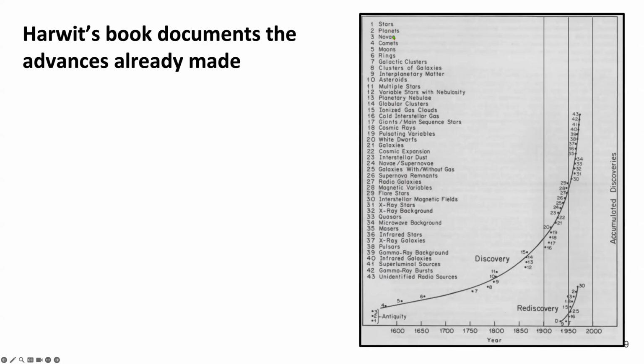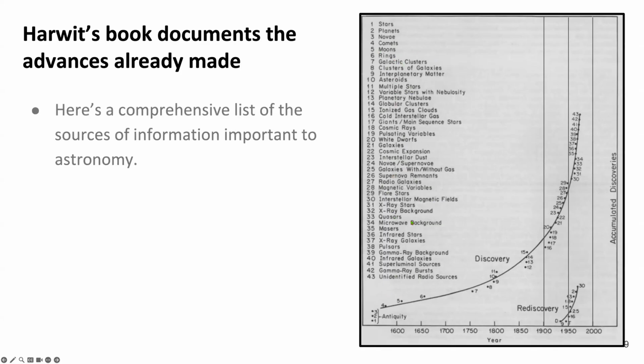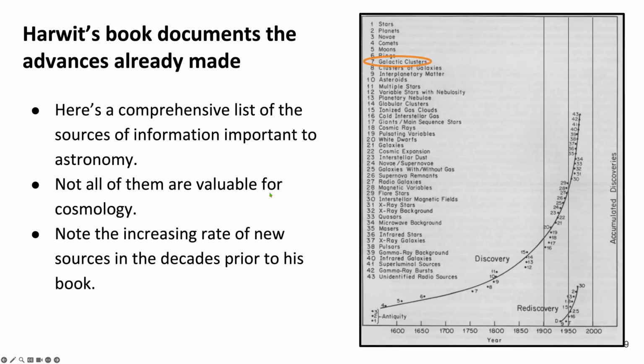But we're looking at stars and planets and novae, which are stellar explosions, comets, moons, rings, and so forth. You can read this list at your leisure. And not everything here is related to cosmology, which of course is the focus of our class. So I've highlighted the parts of this list that are pertinent to making progress in understanding cosmology, and that includes understanding galactic clusters. What types of galaxies form galactic clusters, which typically have between 100 and maybe 10,000 galaxies?